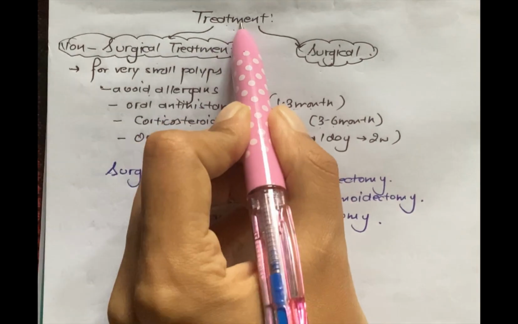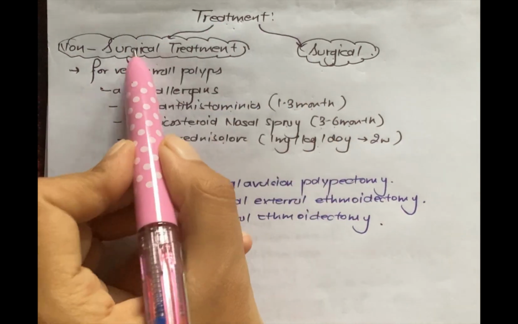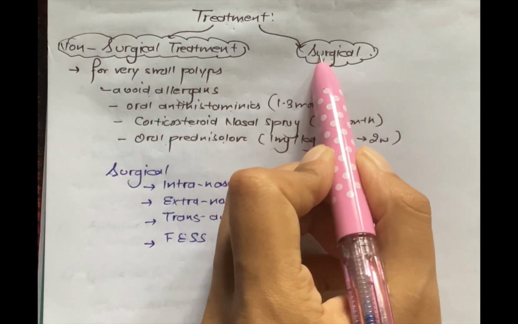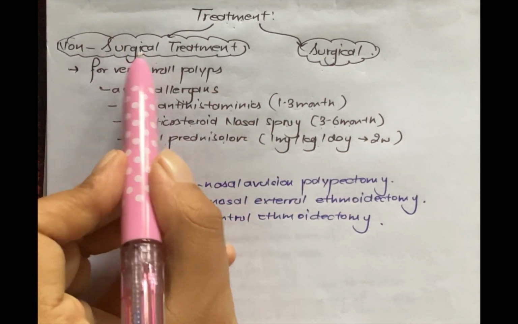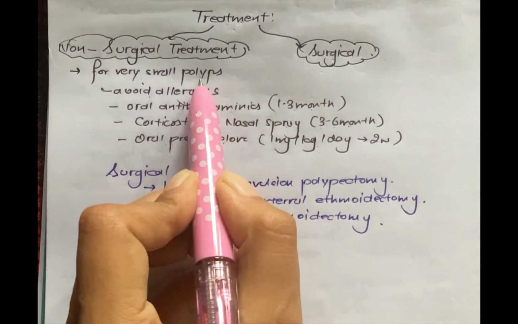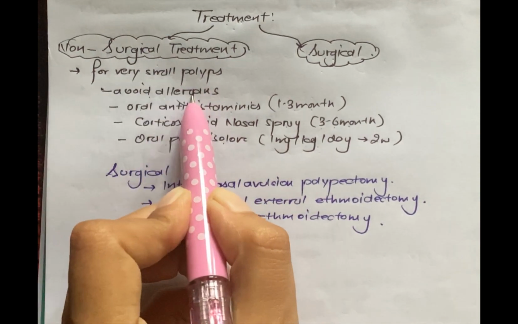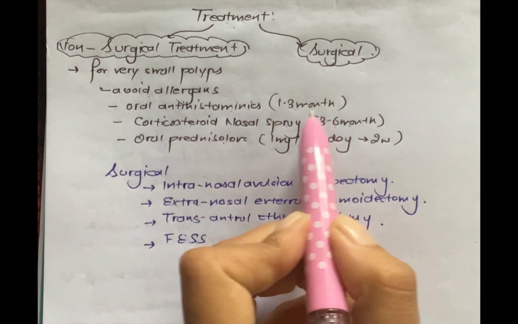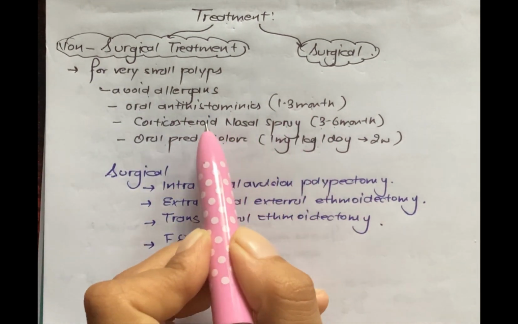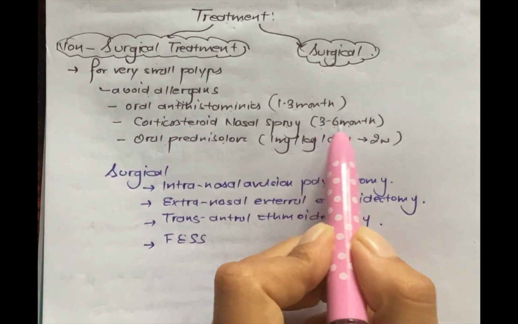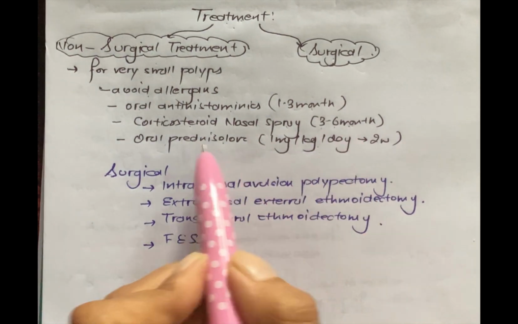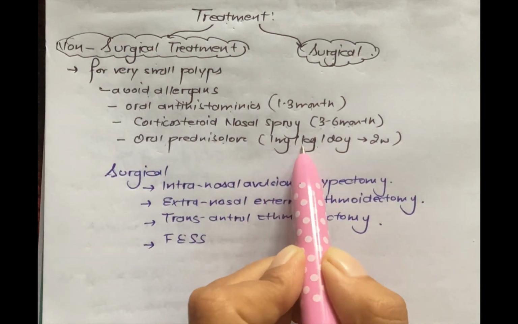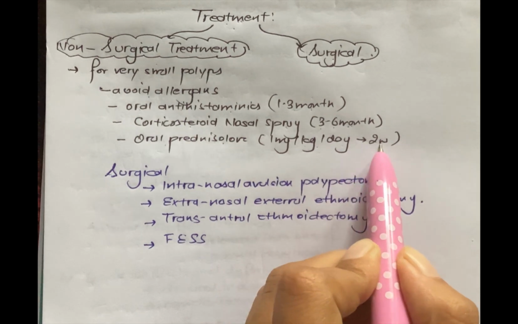Moving on to the treatment of ethmoidal polyps, there is non-surgical treatment and surgical treatment. Non-surgical treatment is for very small polyps, where we should avoid the allergens. Oral antihistamines for 1 to 3 months should be taken. Corticosteroid nasal spray for 3 to 6 months can also be administered, and oral prednisolone 1 mg per kg per day for 2 weeks can also be administered.